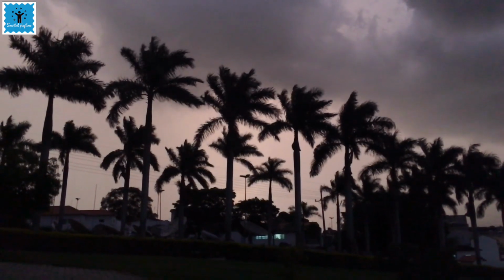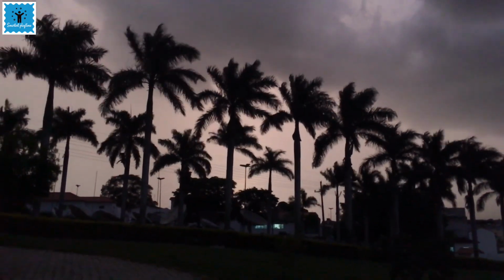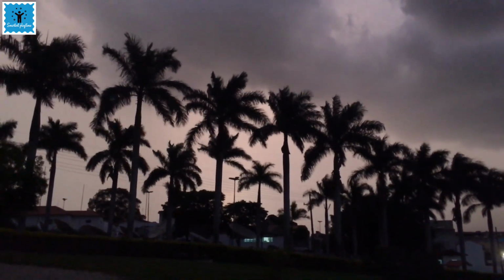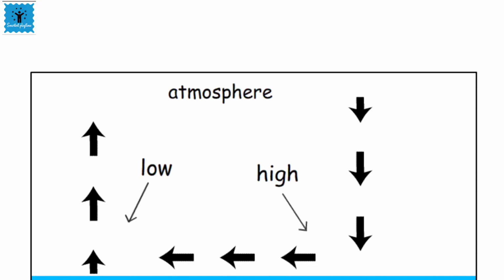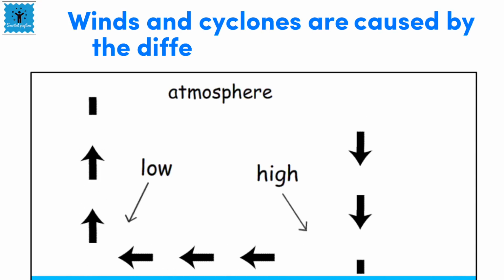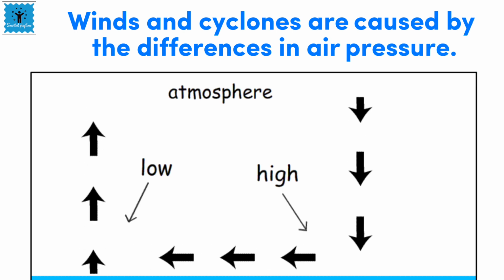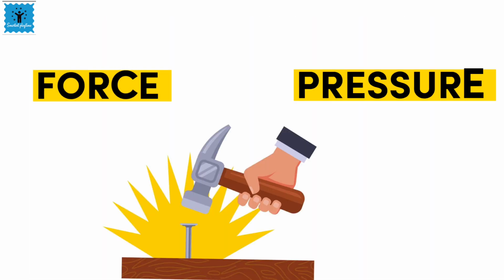Do you know that during a storm or a cyclone, the strong winds can blow away even the rooftops and large trees? Winds and cyclones are caused by the difference in the air pressure. So, it means there is some relation between the pressure and the force. Let's find out in today's topic.